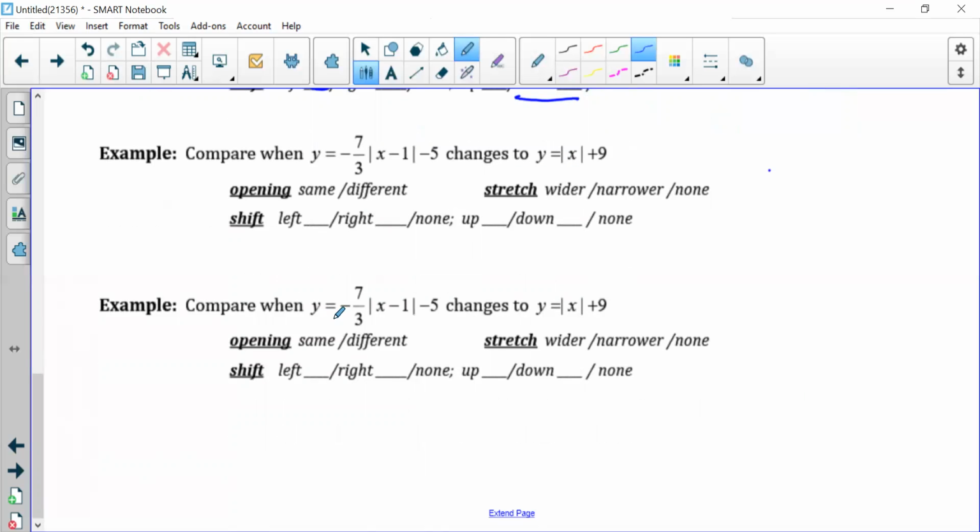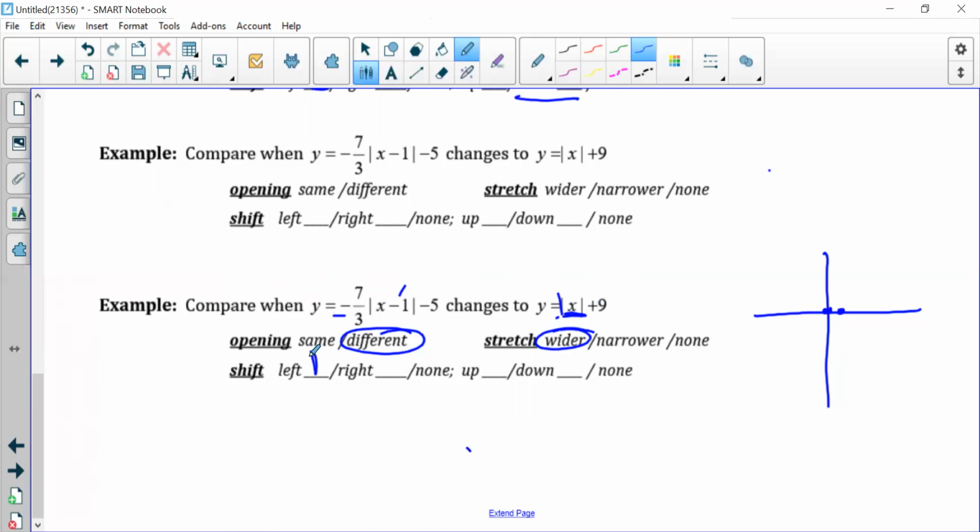All right, so the opening, this one is negative, this one's positive, so it's different. My stretch, I went from a 7/3, which is bigger than 1, so I had a narrow stretch, to 1 here, which is a standard stretch. So if I go from narrow to standard, my second one is definitely wider. Shifting left, right, up, down. I'm going to draw my little graph here so we can envision this. I started out where my x was at 1 space to the right. This one doesn't have anything, so its x is going to be at 0. So how far did I shift? I shifted 1 place to the left.